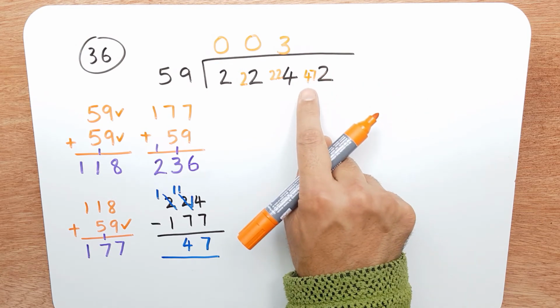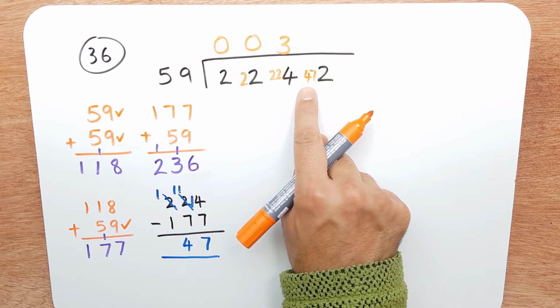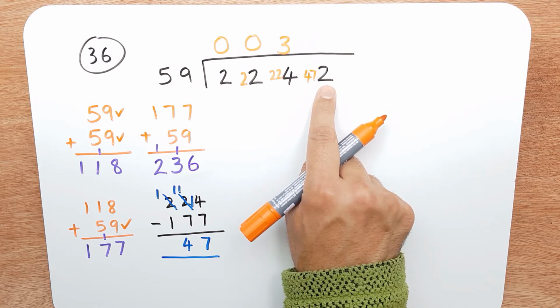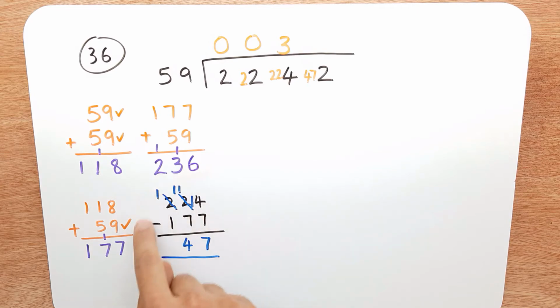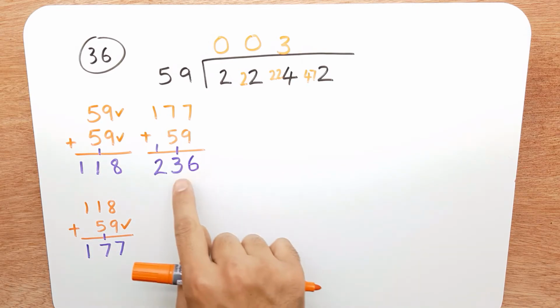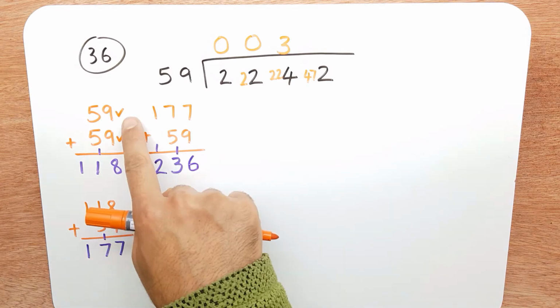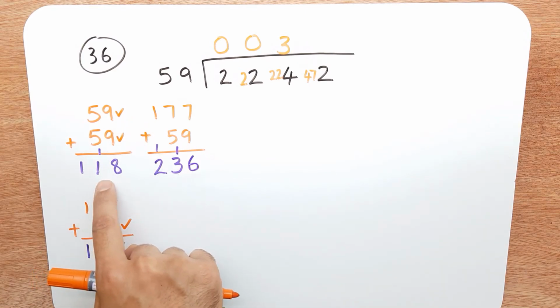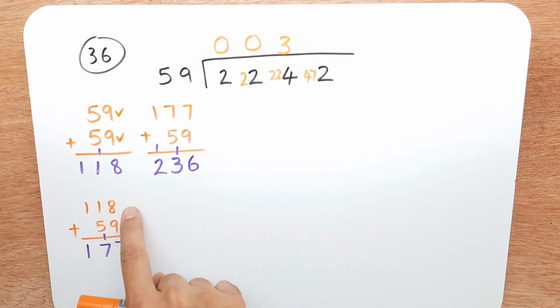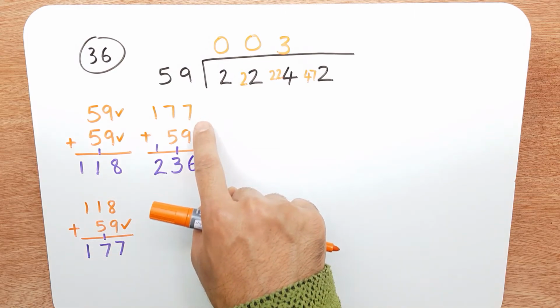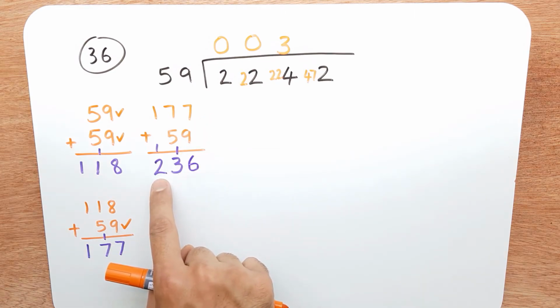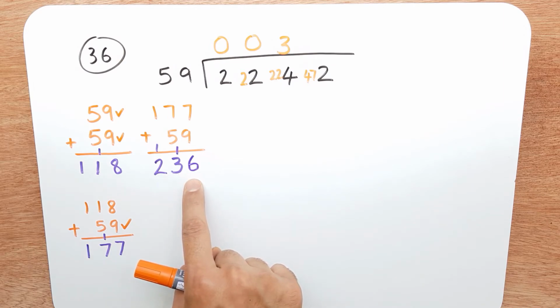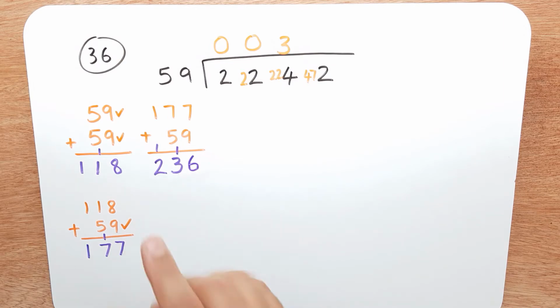47. So our number now is 472. So I just want to rub this out now. And I want to carry this calculation on. So we added 59 and 59 and we ended up with 118. We added another 59, we ended up with 177. And then we added another 59 and we ended up on 236. So let's continue that.